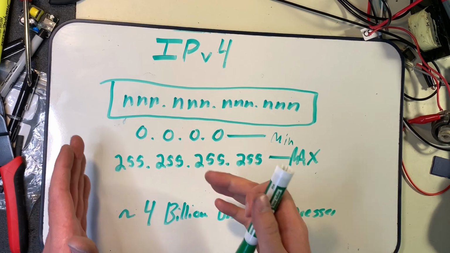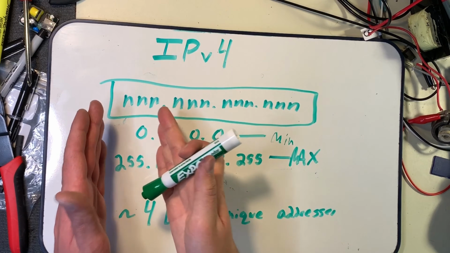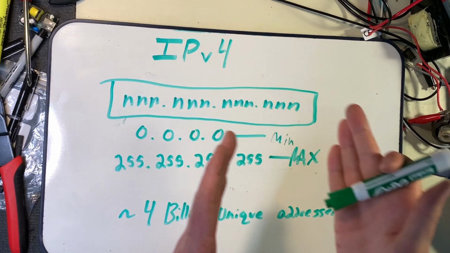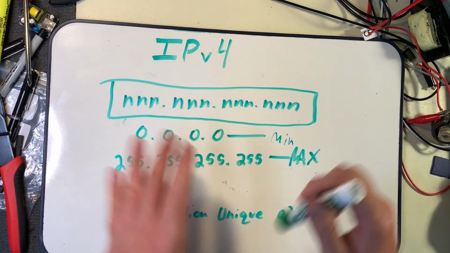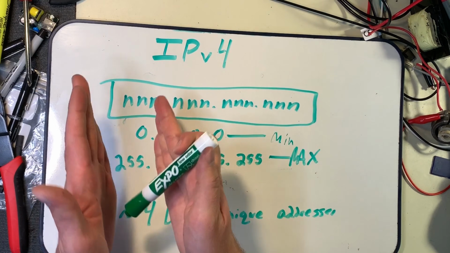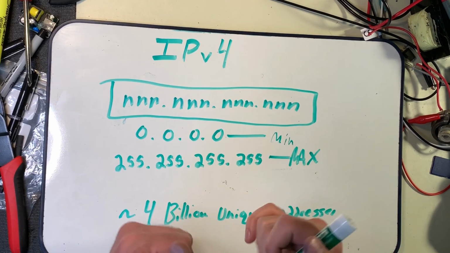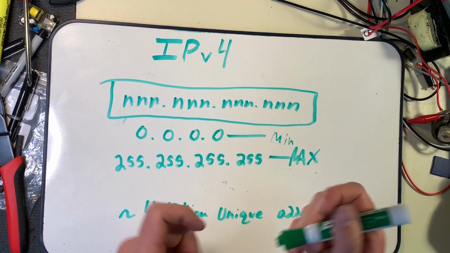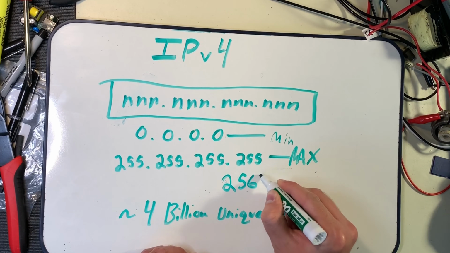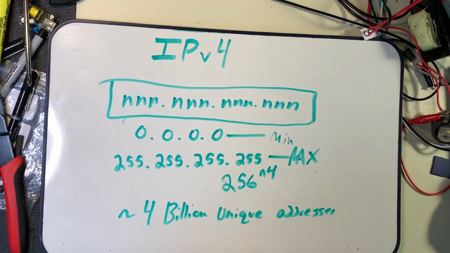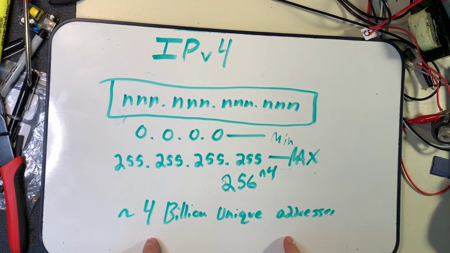So in IPv4, it's always going to be in the format of 4 binary digits, which range in value from 0 to 255. So there's actually 256 unique values per digit. So we can find out exactly how many unique IP addresses there are in existence by doing 256 to the power of 4, which gives you about 4 billion unique addresses.